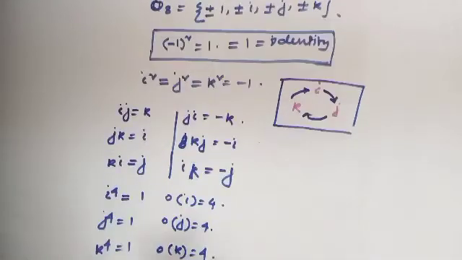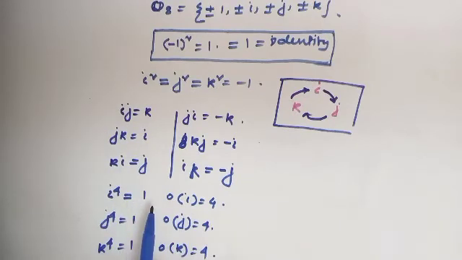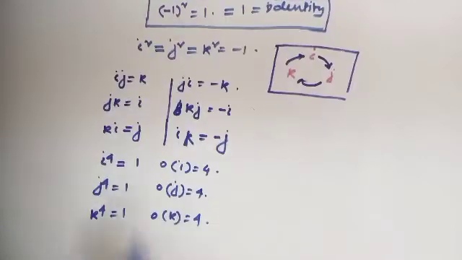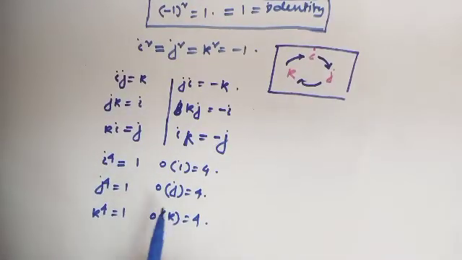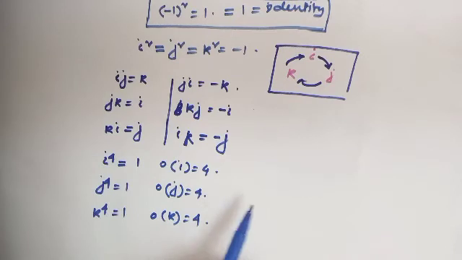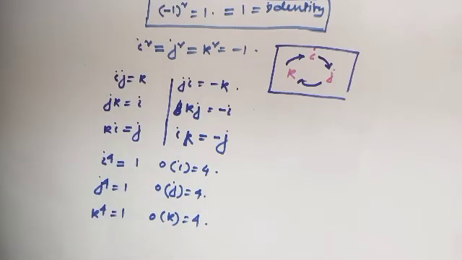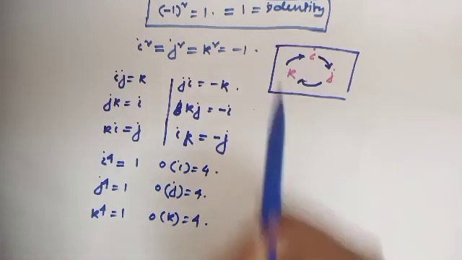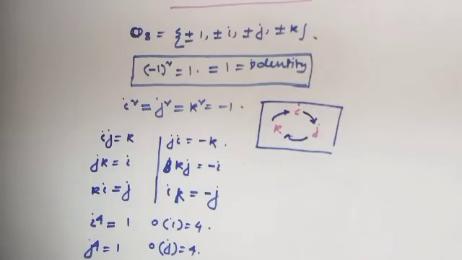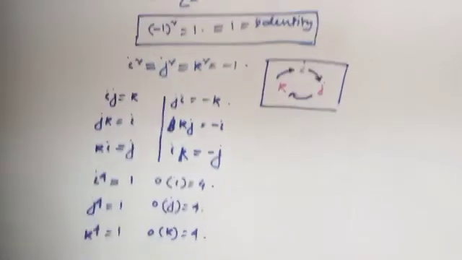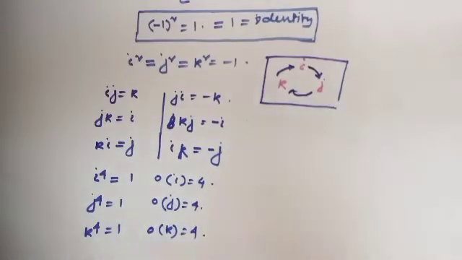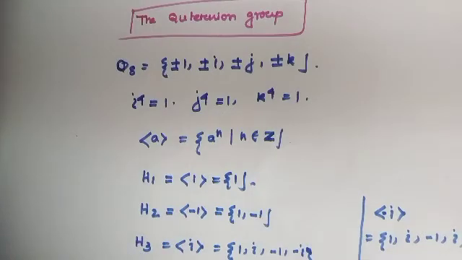And here i to the power 4 equals 1, so the order of i equals 4. j to the power 4 equals 1, so the order of j equals 4. Similarly, k to the power 4 equals 1, so the order of k equals 4, and this is the structure of the group Q8. Are you getting it? Well, now let's see the subgroups of the quaternion group.